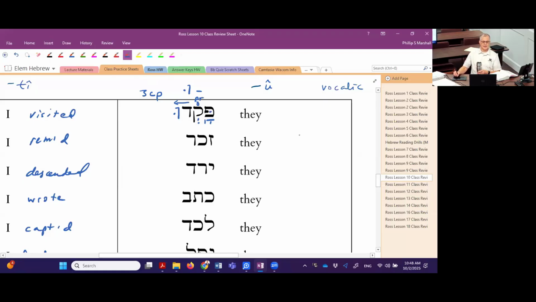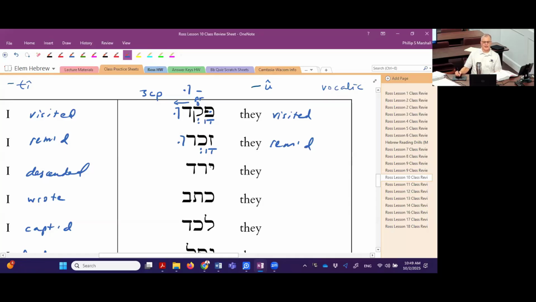So how do I translate pakadu? They visited. Pakadu. All right, what would Zahar do? Zakaru. Zahar adds the u, the kaf now has to go from pathak down to vocal shava. Zakaru. Put your methag there to keep that A long. Everybody say that. Zakaru. They what? They remembered. Good.